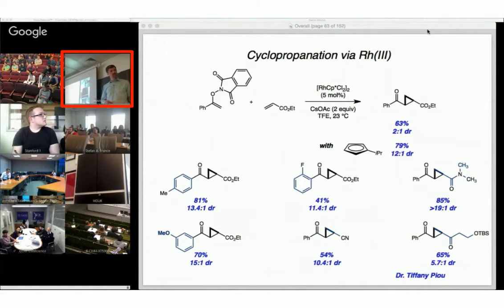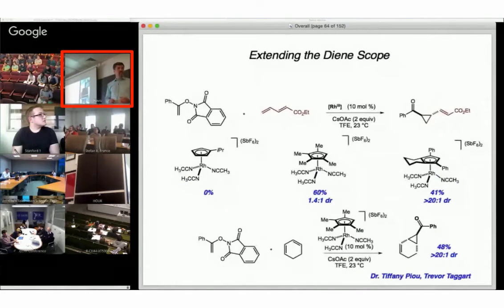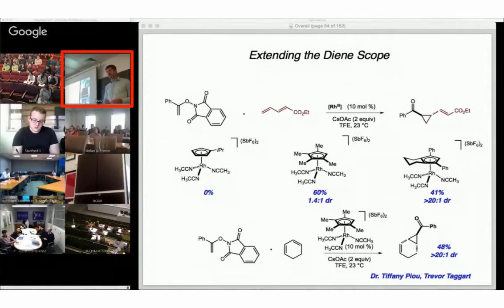I won't belabor the scope except to say that we need an aryl on the enoxyphthalimide, but that's because of the synthesis, and we need an electron-deficient group on the Michael acceptor side to make these cyclopropanes. So the next slide, please. That work has since been extended by an undergraduate in collaboration with Tiffany, and what Trevor has found is that you can use sorbates as well as cyclohexadiene for cyclopropanation chemistry.